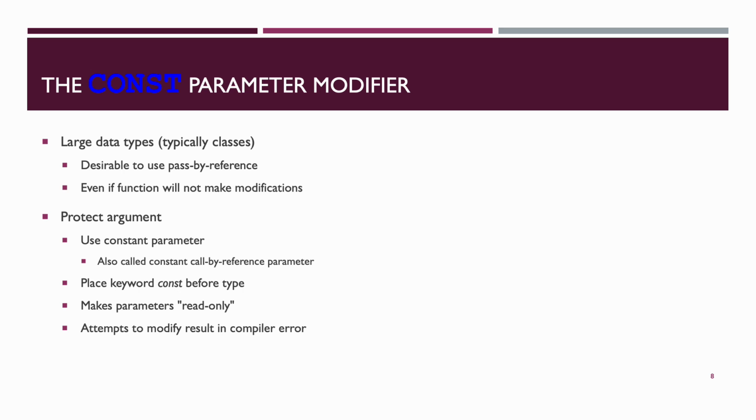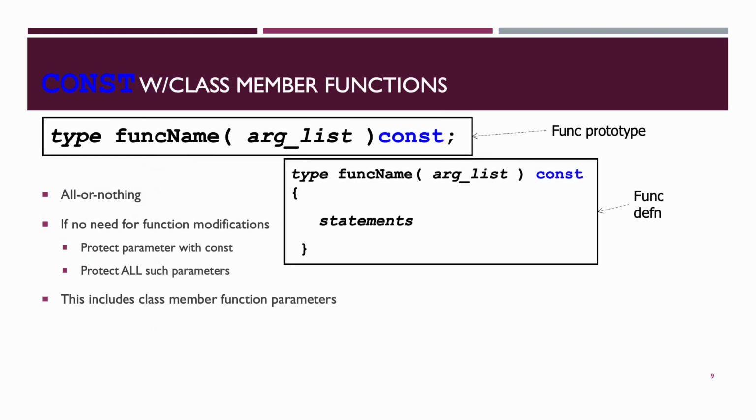So now let's dive into this slide where constant is used with class member functions. In object-oriented programming, class member functions often work with the internal data of an object. And in many cases, we want to ensure that a function does not modify the internal state of the object.